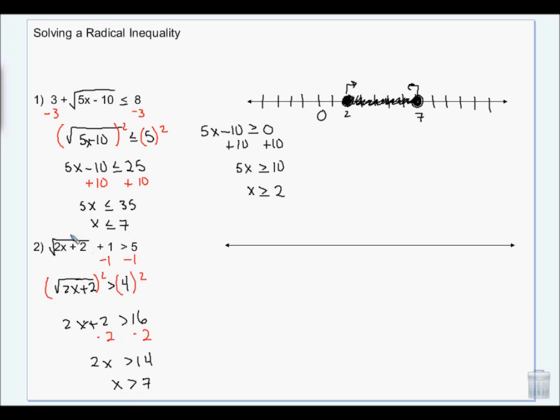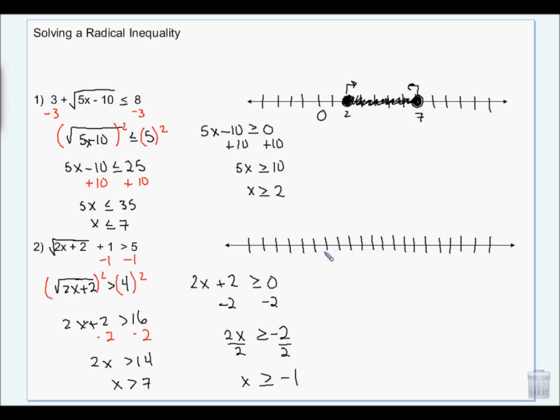That gives us one part, but we also have this radical that can't be less than 0, so 2x plus 2 is greater than or equal to 0. Subtract 2 from both sides. 2x is greater than or equal to negative 2. Divide by 2. X has to be greater than or equal to negative 1. Okay, so if this is 0, greater than or equal to has a solid dot, and then I have greater than 7. So 1, 2, 3, 4, 5, 6, 7 would be an open dot.